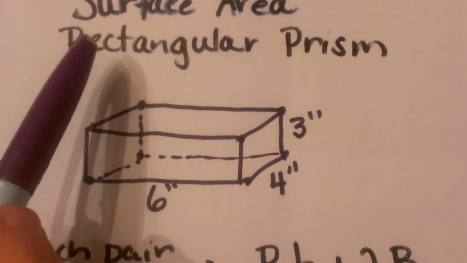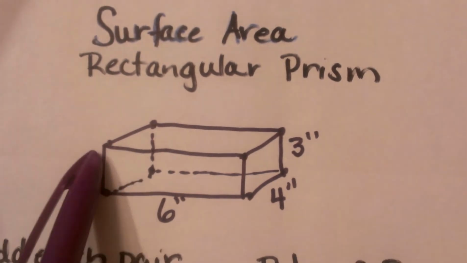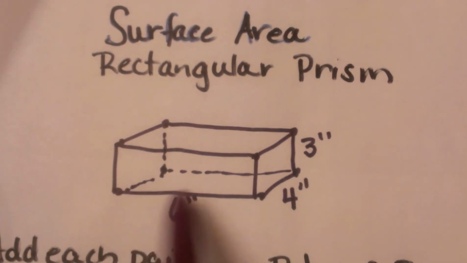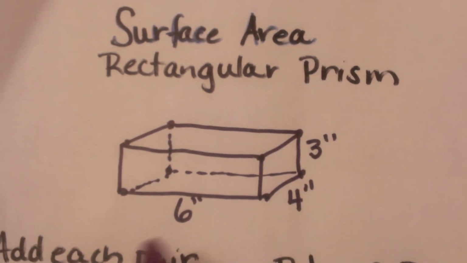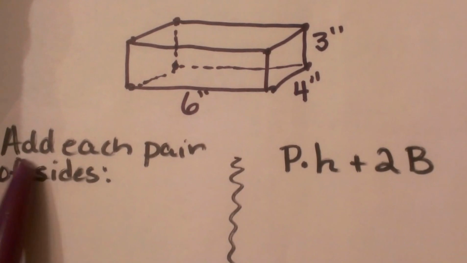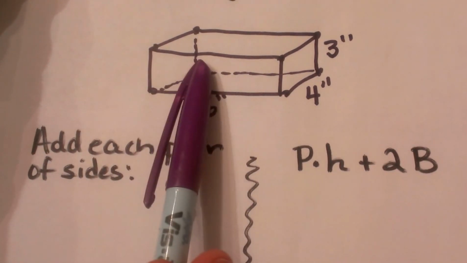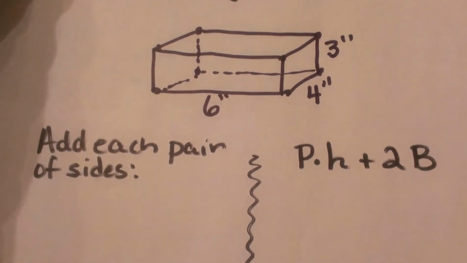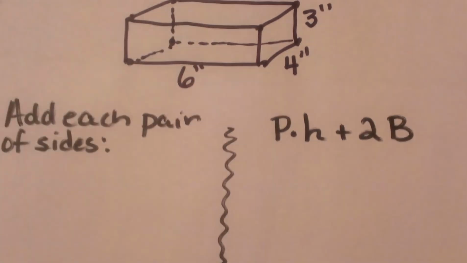We're going to look at how to find the surface area of a rectangular prism. So here's our rectangular prism where the length is 6 inches, the width is 4, and the height is 3. Okay, we actually have two different methods for finding the surface area. One method is to find the surface area of each pair of sides and add them all up. And the other one is to use this formula. I'm going to explain both methods.